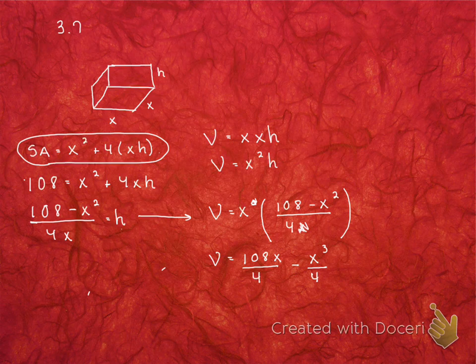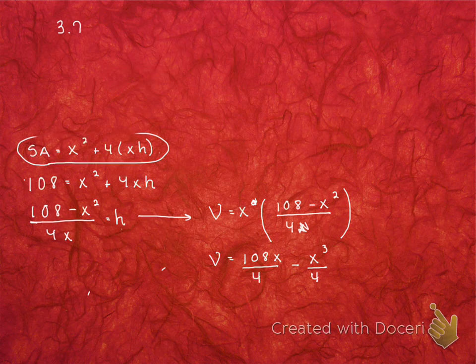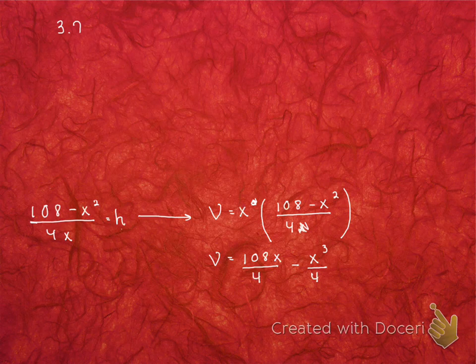I'm just trying to decide what I can erase. I'm going to erase that in my beautiful drawing. The only thing we'll need after this is what h is equal to. So I'm going to start back up in the upper left. So here is our volume equation in terms of x only.